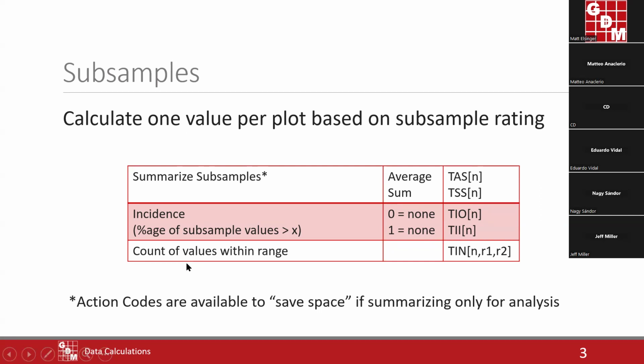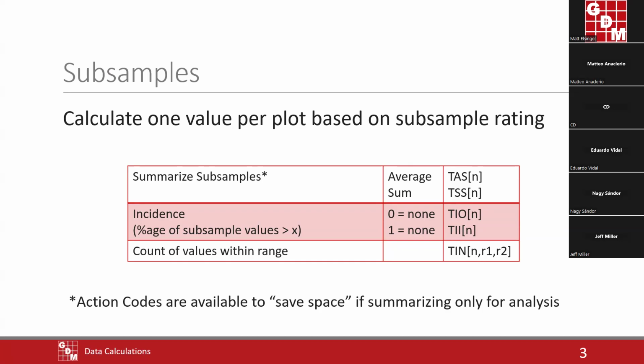Then the last subsample value calculation. This one is not on the transform dialog, but it is in our action codes list. And it allows us to count how many values are within a certain range. So it'll be this transform in, if you will. That would be the code here. And then we tell ARM a couple pieces of information: what column number we want to use as our basis, and then the lower bound and the upper bound of values that we care about.